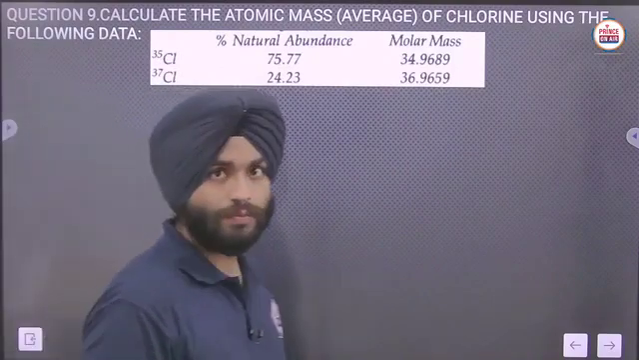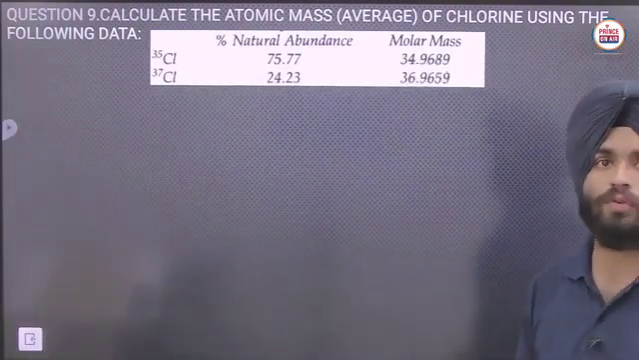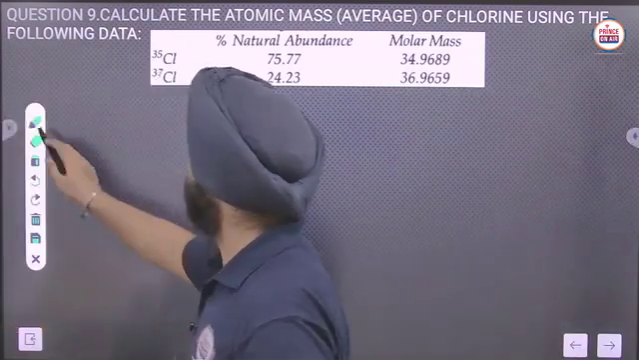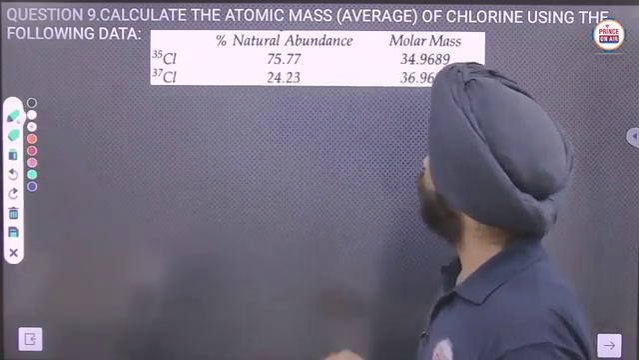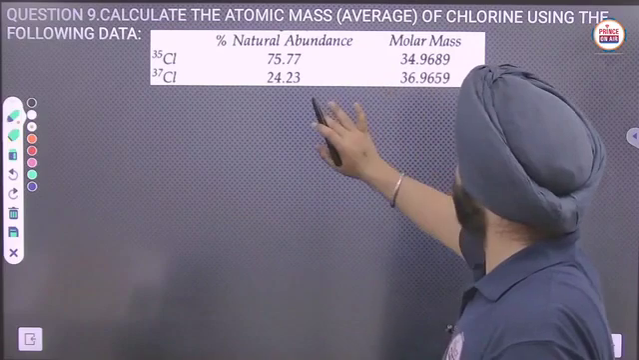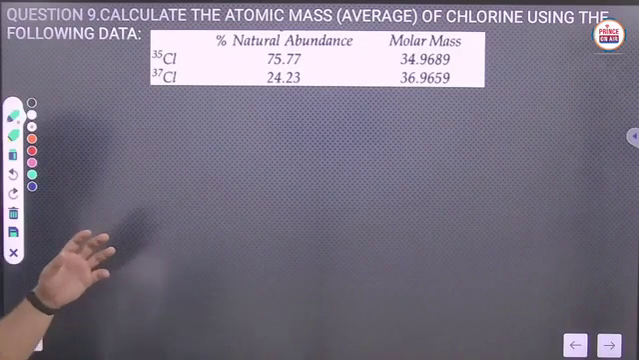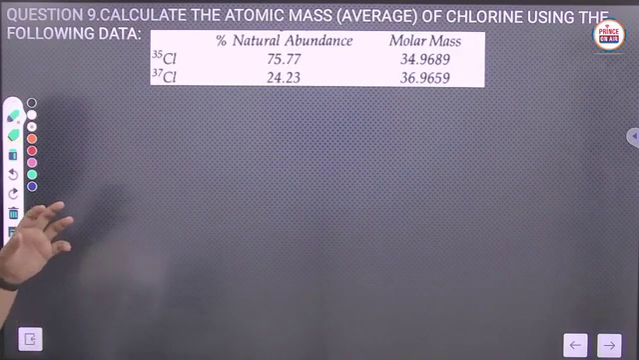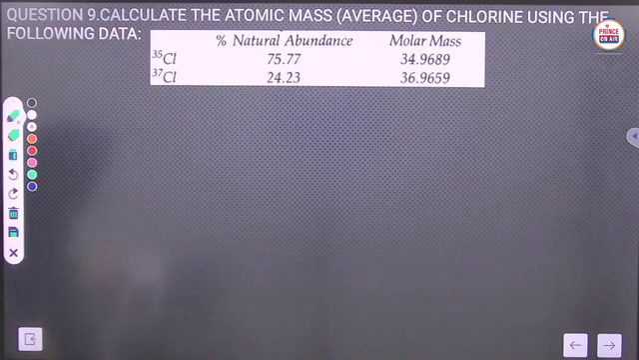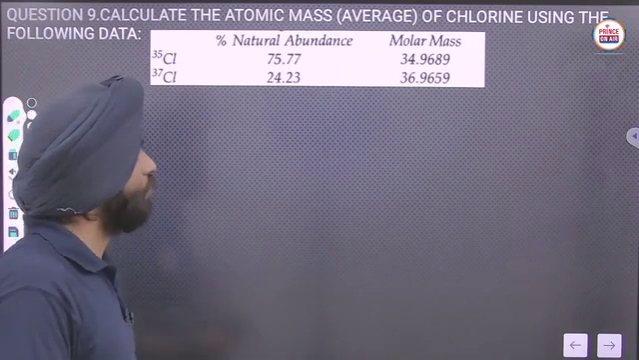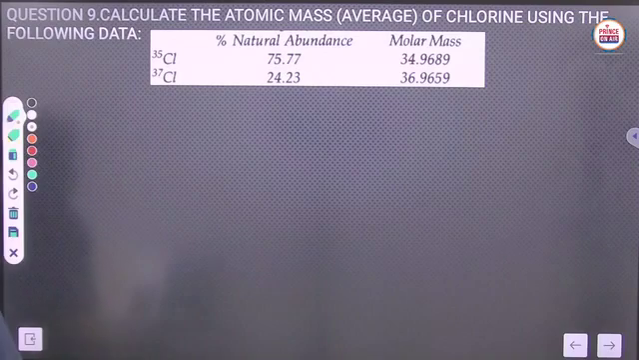Now the next question. Calculate the average atomic mass of chlorine using the following data. How can we calculate it? The natural abundance is given to you. Yes or no? So how can we calculate the average atomic mass? The molar mass is given and the percentage abundance is also given. Try to do it yourself first.